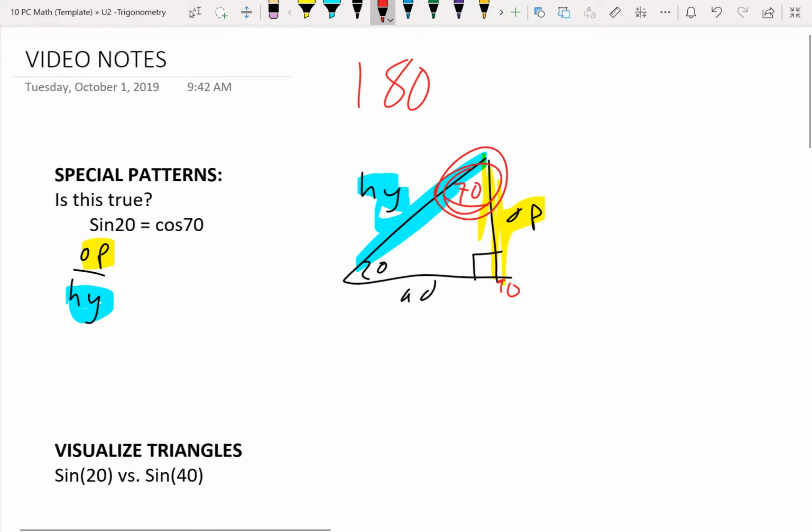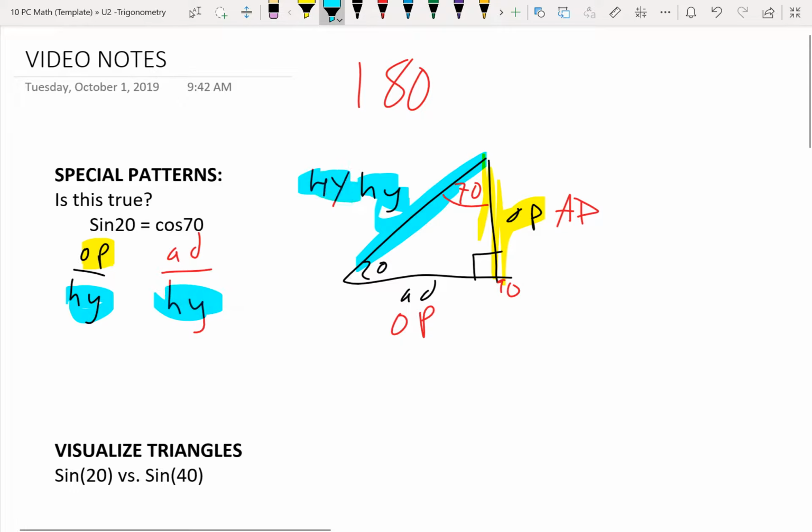If we're looking at this 70, this is the adjacent, this is the opposite, and this is still the hypotenuse. That didn't change. So for cosine, it's adjacent over hypotenuse. And if we look, hypotenuse is still the same, it didn't change, okay? But then adjacent is actually this side, the yellow one right next to it. So if we think about it, these two are actually equal to each other.